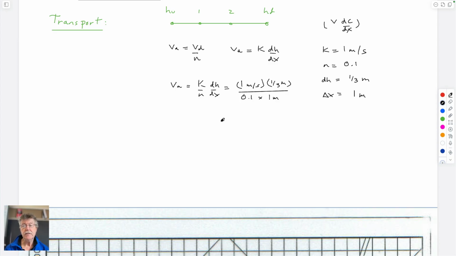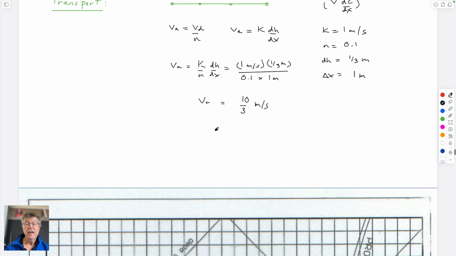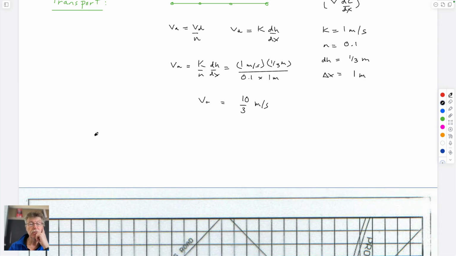And if you do that, it turns out to be, this would end up being 10 on the top, divided by 3. Is that right? Yeah, 10/3 meters a second. And that's the advective velocity. And so I guess always have to write these out, not smart enough to remember. Velocity is equal to length over time. So length is equal to velocity times time.